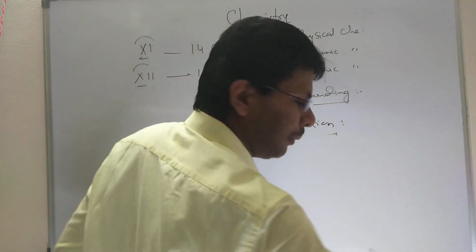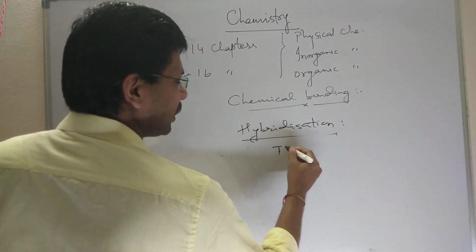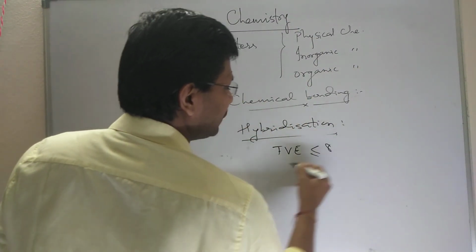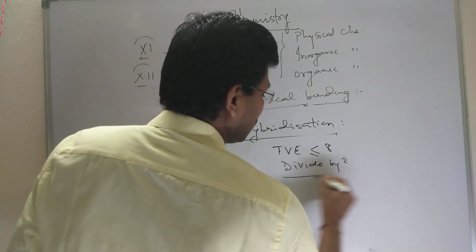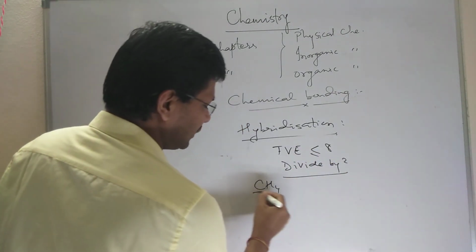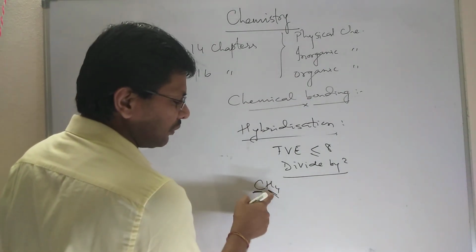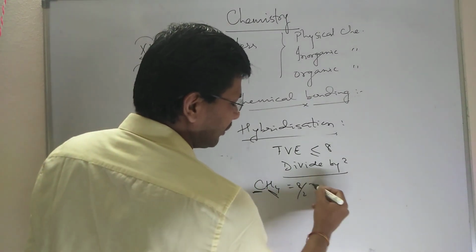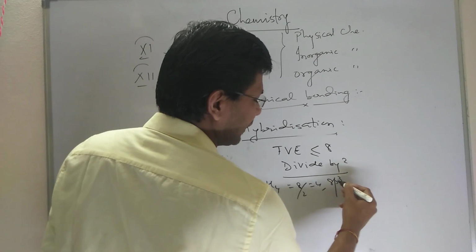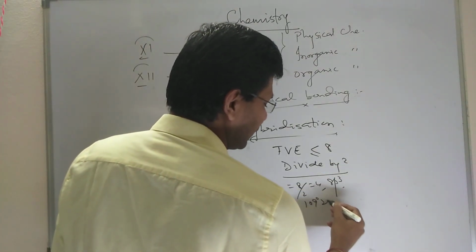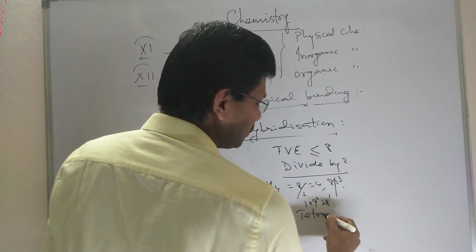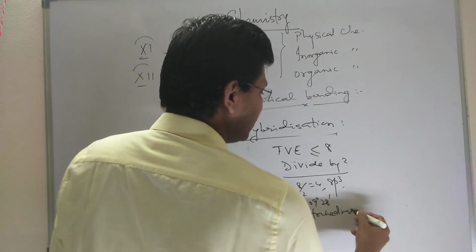For a compound with total valence electrons less than or equal to 8, you simply divide by 2. Suppose methane. Valence electron in carbon is 4 and hydrogen is 1, so 1, 4, 4, it is total 8. 8 divided by 2 is 4. 4 is sp3, tetrahedral, 109 degree 28 minutes. It is tetrahedral because there is no lone pair in methane.